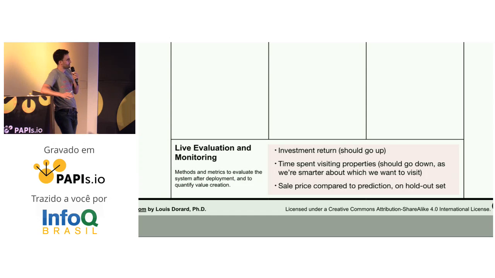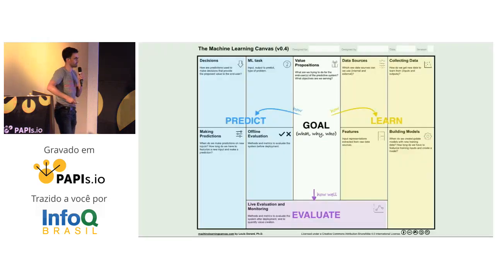So maybe what you do is that instead of considering all of the properties on the market as potential properties where you could invest, you're going to select randomly half of them and not do anything about them. That's what you call the holdout set. And then on those properties that you didn't act on, you can compare, when they finally get sold, the selling price to your prediction and see if your model was good or not.